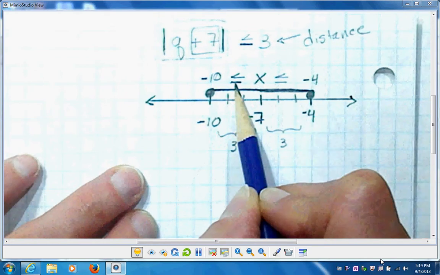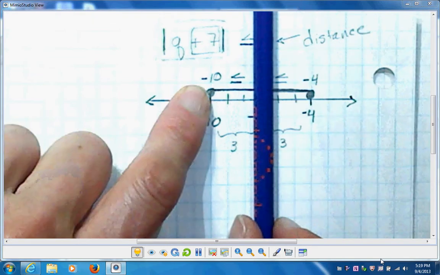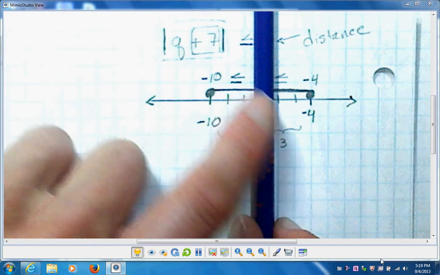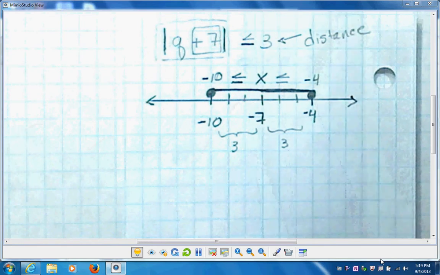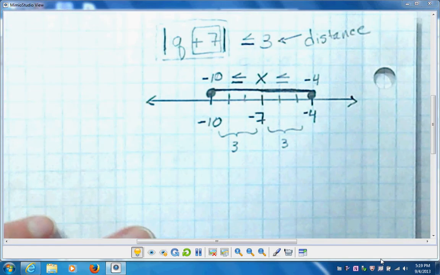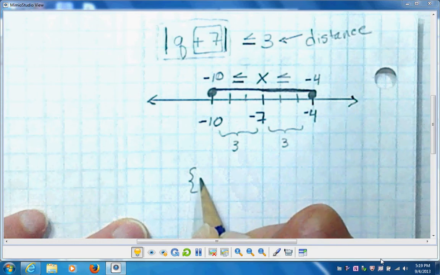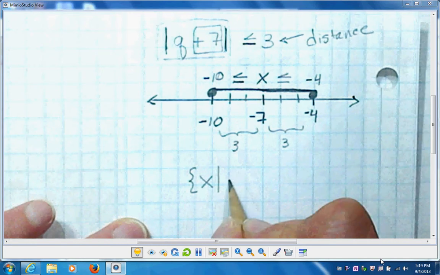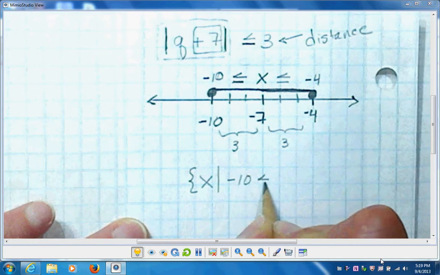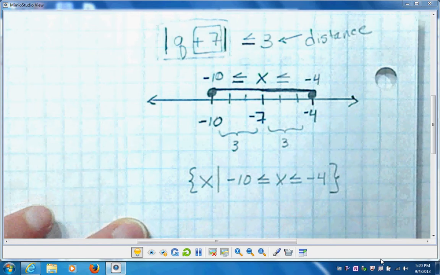Notice that these are facing the same direction. If I were to get rid of x, isn't -10 less than or equal to -4? So that makes sense to have those inequalities facing that direction. Okay, so now I'm going to go ahead and write my set builder notation. The set of x such that -10 is less than or equal to x, which is less than or equal to -4. So that tells you that x is everything in between -10 and -4, including -4.